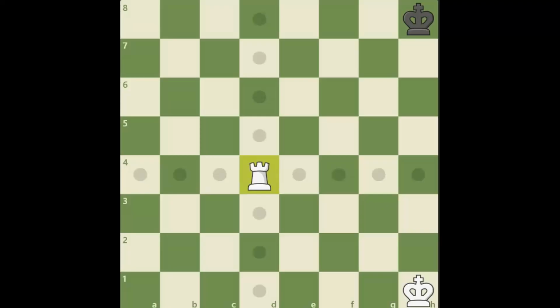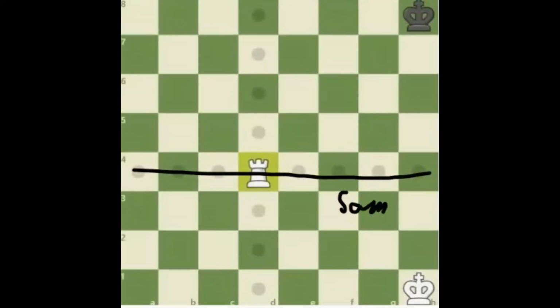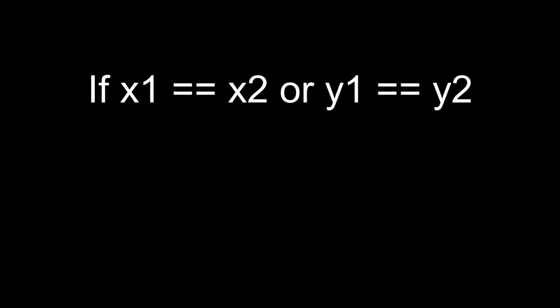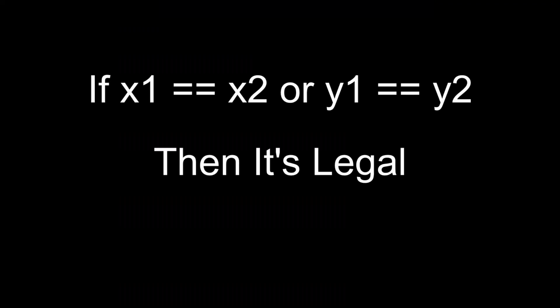Well, let's start with the rook. The rook is very simple. It only moves horizontally and vertically. And what this means is that one of the coordinates, either the x coordinate or the y coordinate, is going to be exactly the same. So all I have to do is compare the x coordinates and the y coordinates, and if one of them is the same, then that means that it is a legal move.